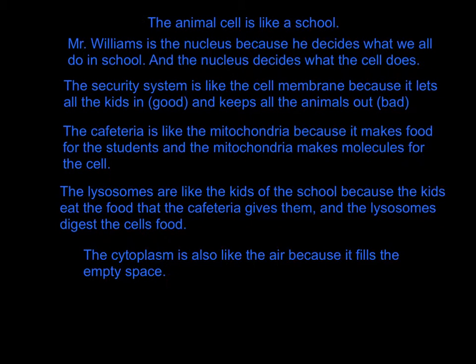The animal cell is like a school. Mr. Williams is the nucleus because he decides what we all do in school. And the nucleus decides what the cell does. The security system is like the cell membrane because it lets all the kids in, which is good, and keeps all the animals out, which are bad.